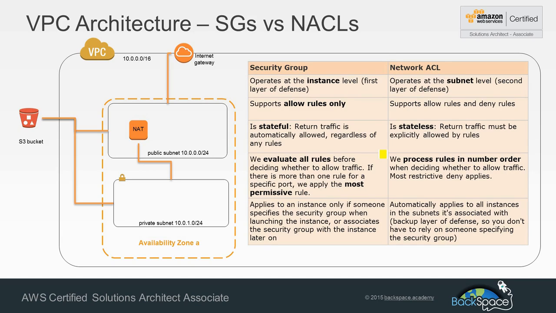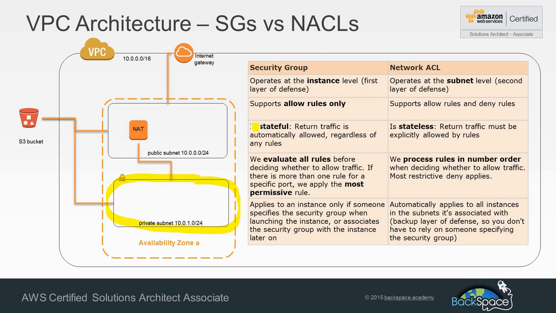A network access control list operates at the subnet level. A security group supports allow rules only. A network ACL supports both allow and deny rules. Now also, a security group is stateful, okay? It responds to traffic, so return traffic is automatically allowed regardless of any outbound rules. So it is stateful. It will automatically allow response and return traffic to go out.